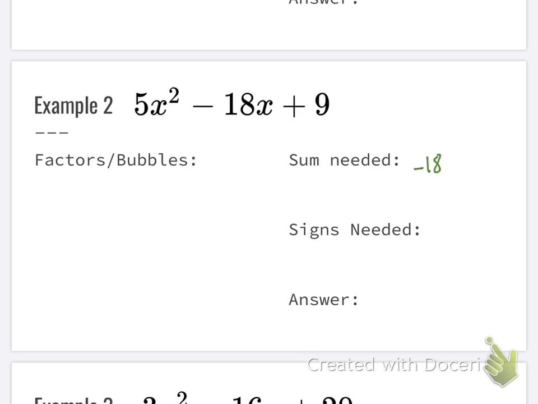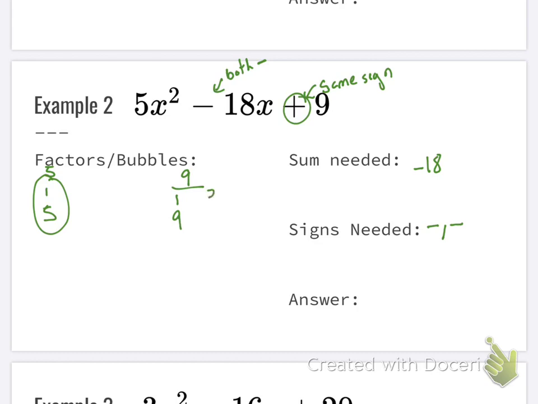Okay, our next one up is our sum needed is going to be -18. This tells me same sign. This tells me they're both going to be negative. Okay, so that means negative, negative. So we have 1 and 5 for our factors of 5. Our factors of 9 are going to be 1 and 9, 3 and 3. Because they're both negative, it means we put the negative signs with these.